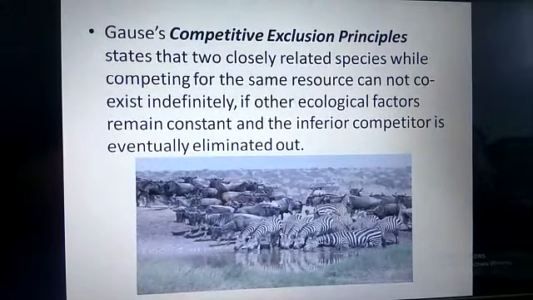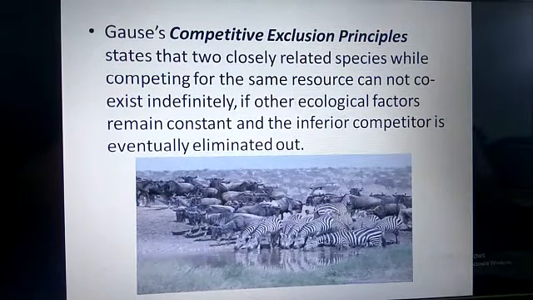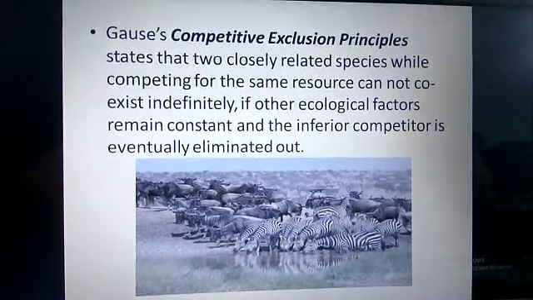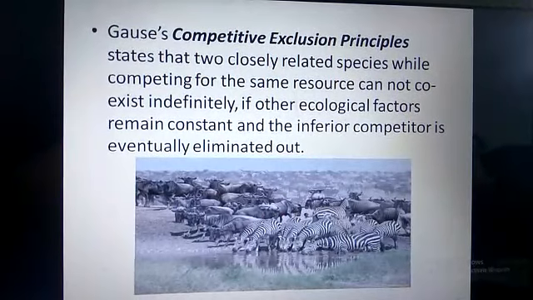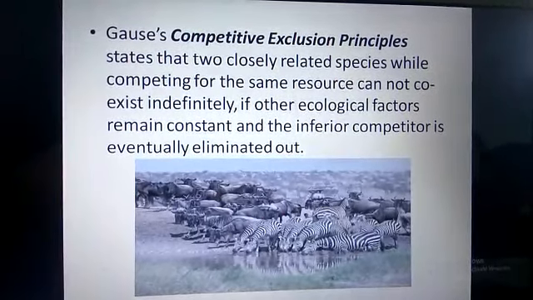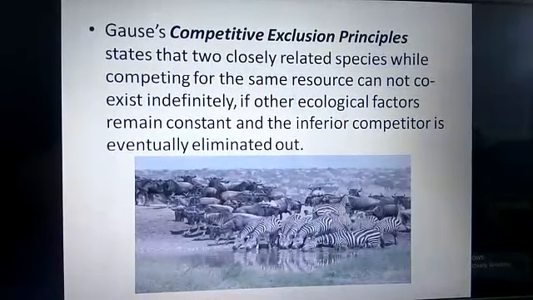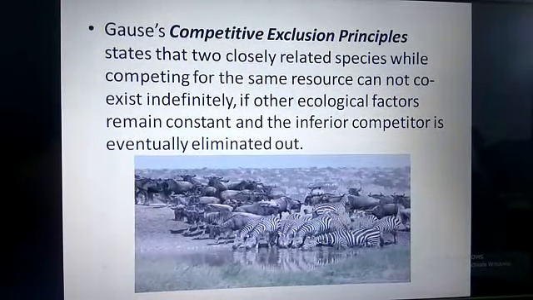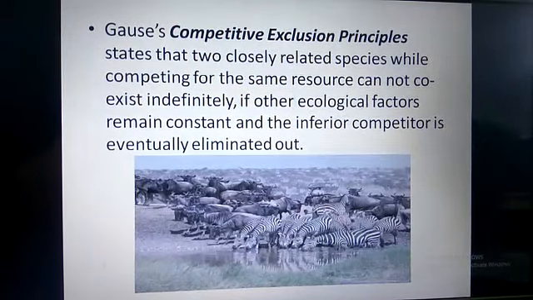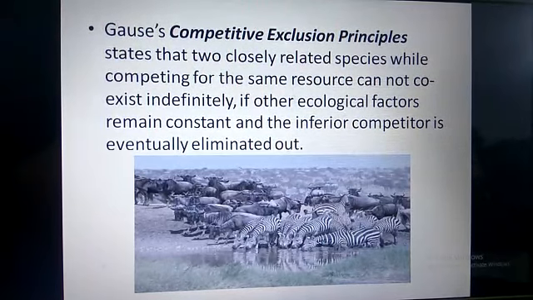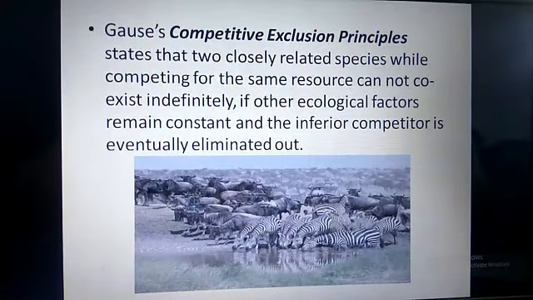Gause's competitive exclusion principle states that two closely related species, while competing for the same resources, cannot coexist indefinitely. So two different species competing for the same resource can coexist for a short time but cannot coexist indefinitely, even if other ecological factors remain constant. Here the inferior competitor is eventually eliminated.